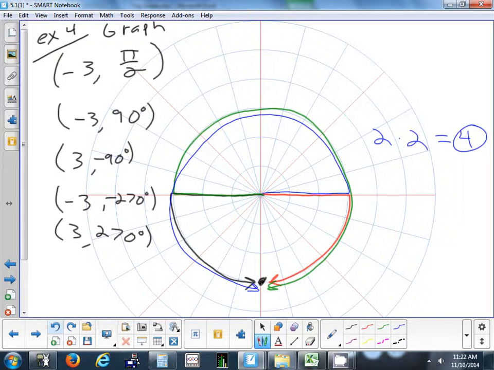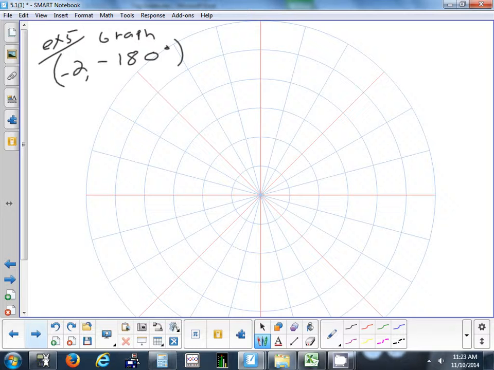If you have a rectangular grid and you want to get to the point 1, 1, there's only one way to do that. You have to write this. If you write anything other than this, you will not get to the point 1, 1. So there's only one way to write a point in Cartesian. There's many ways in polar. And we did one with a negative negative just a minute ago.